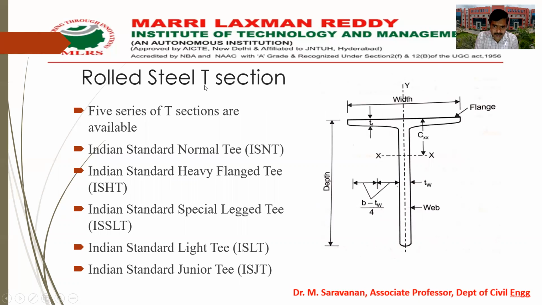And rolled steel T sections. So this is the width of the flange, the thickness of the flange, and the depth of the web. So 5 series of T sections are available: Indian Standard Normal ISNT, Indian Standard Heavy Flange ISHT, Indian Standard Special Leg ISSLT, Indian Standard Light ISLT, and Indian Standard Junior ISJT.